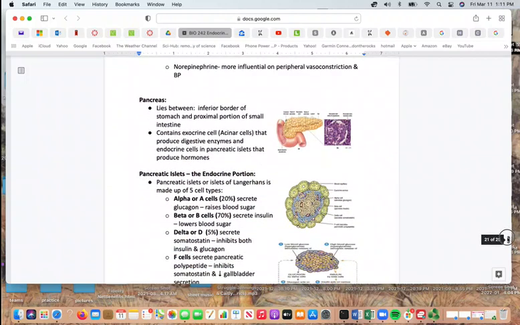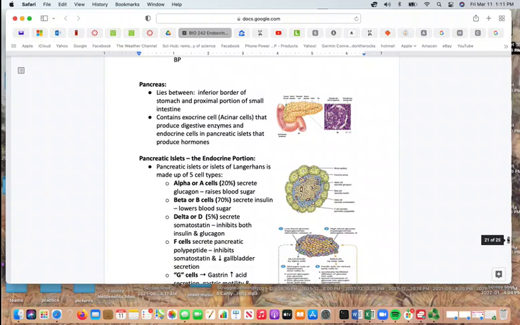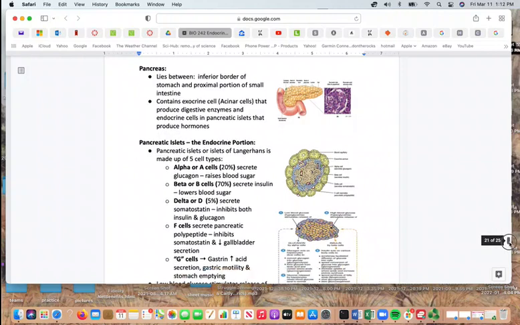So the pancreas, this is going to be found in the abdomen. It's going to be between the inferior border of the stomach and the proximal portion of the small intestine. It does have some exocrine cells, the acinar cells that are going to produce digestive enzymes. And then the endocrine portion is in the pancreatic islets. They're sometimes called the islets of Langerhans. You've got 5 types of cells in there.